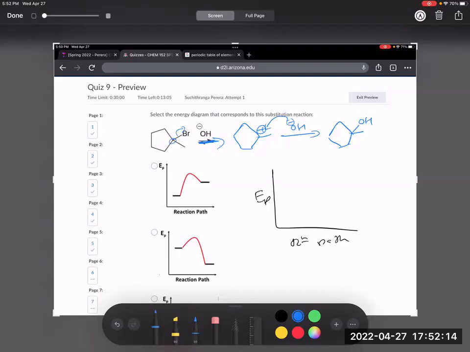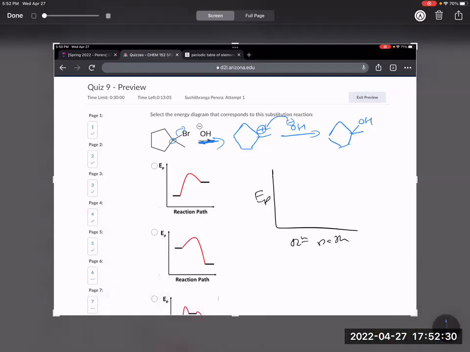And also, you are breaking the C-Br bond and then forming the C-O bond. The C-O bond is more polar than the C-Br bond. Therefore, you are forming a stronger bond and breaking a weaker bond, meaning there should be a net energy release, because stronger bonds have a lower potential energy. You're going from a higher potential energy to a lower potential energy.